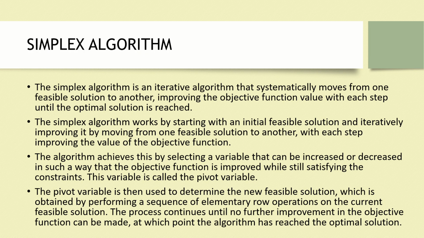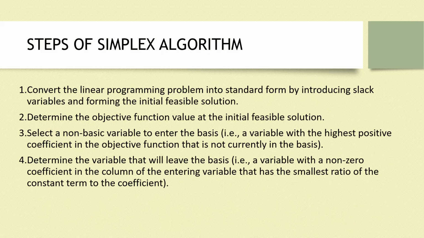The simplex algorithm works by starting with an initial feasible solution and iteratively improving it by moving from one feasible solution to another, with each step improving the value of the objective function. Steps involved in the simplex algorithm are: first, converting the linear programming problem into standard form by introducing slack variables and forming the initial feasible solution.